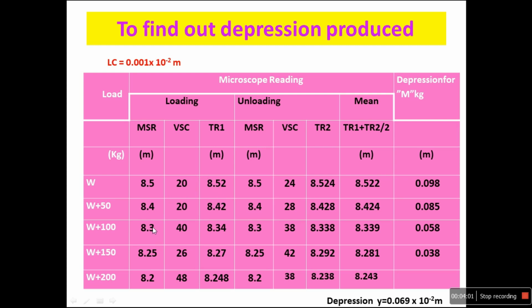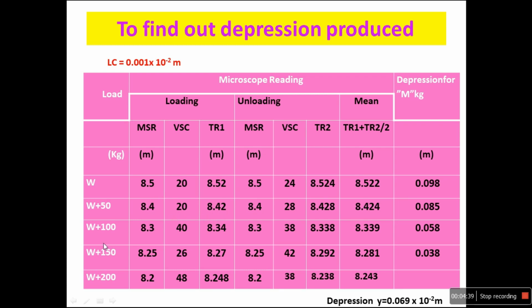For the second reading, by adding one more weight of 50 grams, what happens? The pin moves just above the horizontal line. Again make the pin coincide with the center point and take the reading. Since depression is produced, the scale is depressed, so the reading reduced from 8.5 to 8.4. Again the coincidence I get is 20. The vernier scale coincidence may be the same, nothing wrong. So again the 20th line exactly coincides with the main scale reading, and I calculate 8.42 as the total reading.